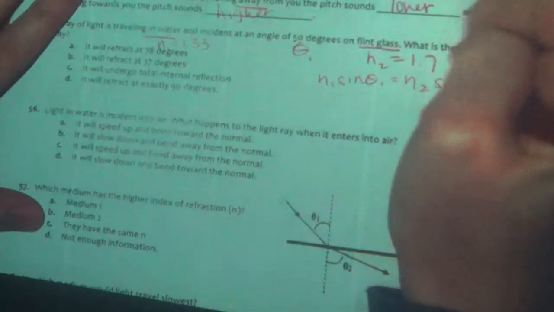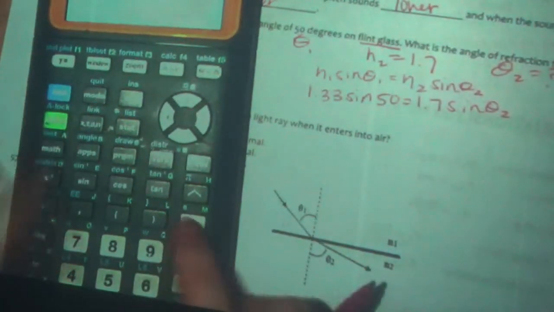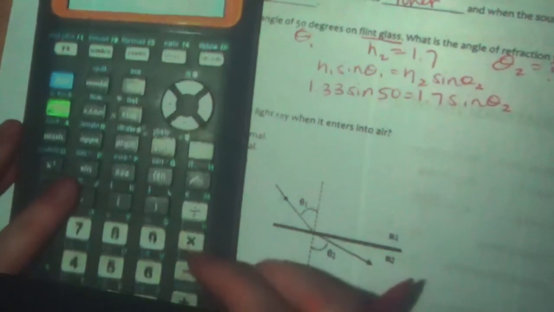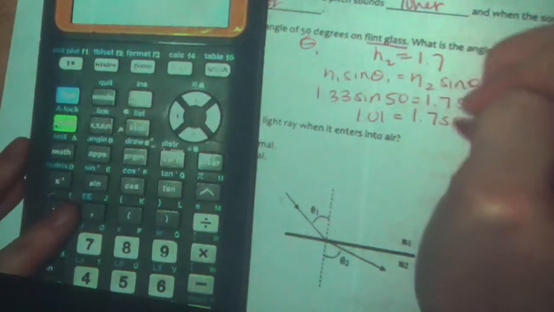We're going to plug into our N1 sine theta 1 equals N2 sine theta 2. N1 is 1.33, theta 1 is 50. N2 is 1.7, sine of angle 2. Now we go to our calculator, make sure it's in degree mode, and we've got 1.33 sine of 50 degrees, divide the 1.7 over, and then that gives me, well, first of all, this is 1.01. We said we'd divide the 1.7 over.